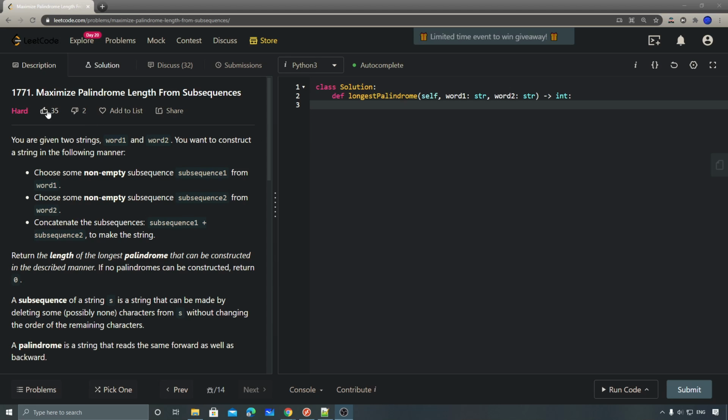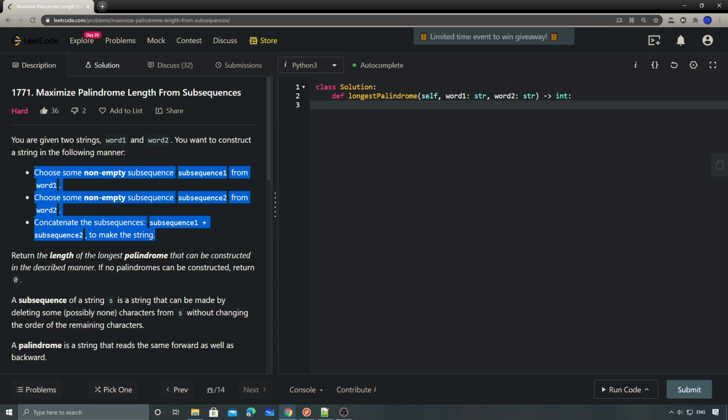So this time, 1771. Maximize palindrome length from subsequences. You're given two strings, word one and word two. You need to construct a string in the following manner. Choose any subsequence from word one, and then choose another subsequence from word two. Then you concatenate those two subsequences together to make the new string. Among all those possible scenarios, we need to return the maximum length of the new string that can form a palindrome.